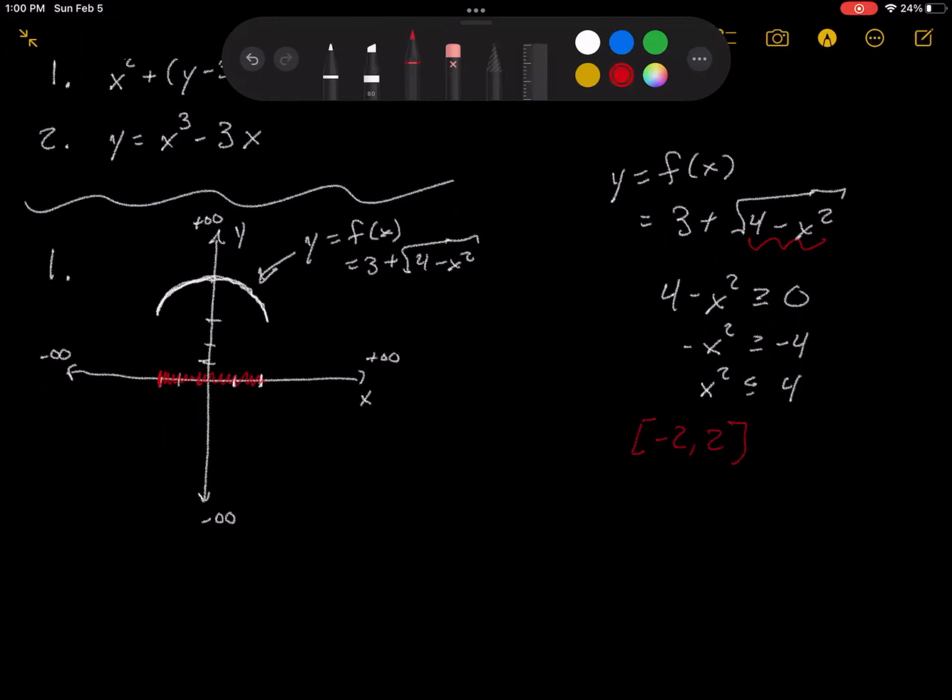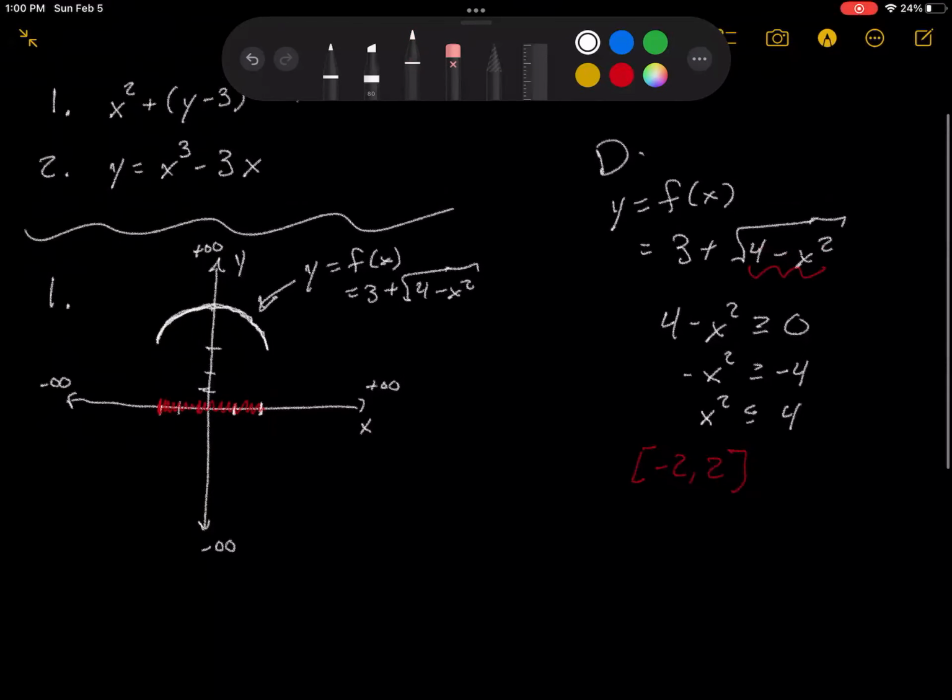Okay, let's think about the range. So let's label this. This was us working on the domain. And if we work on the range, I'll switch to blue. What kind of y values does this function give me? Well, it seemingly gives me anything. So I can get a 3, right?